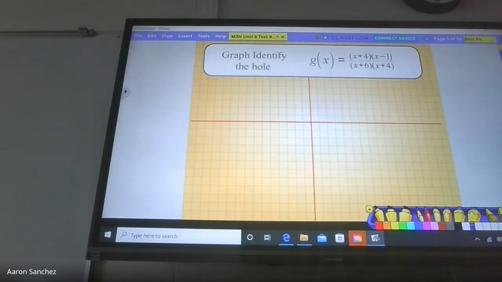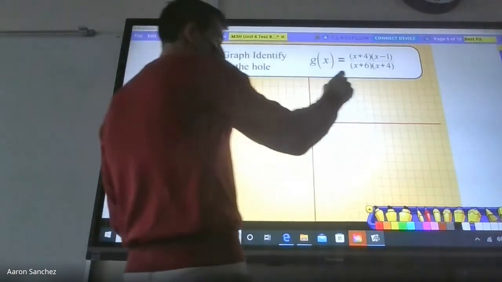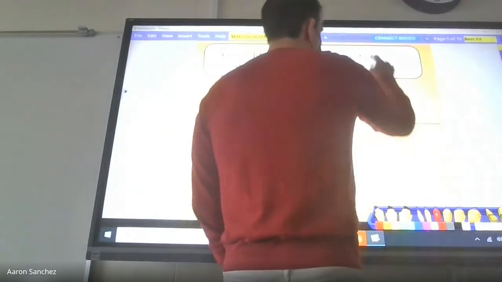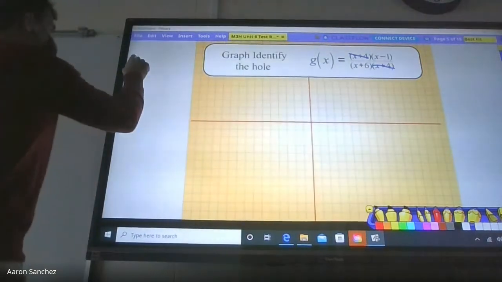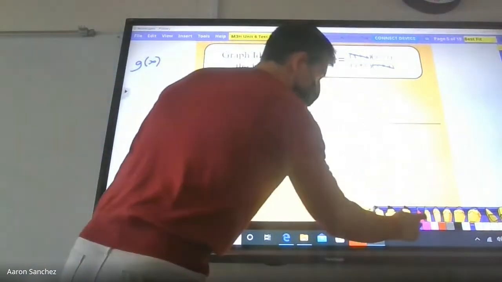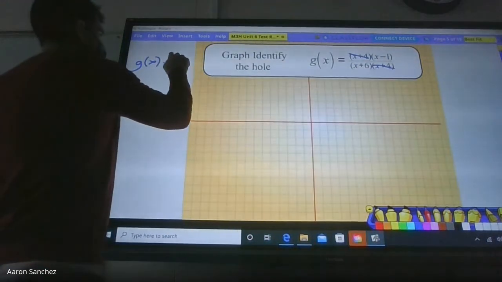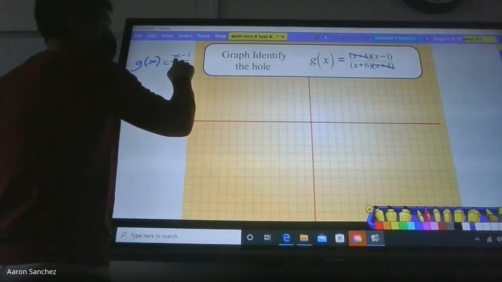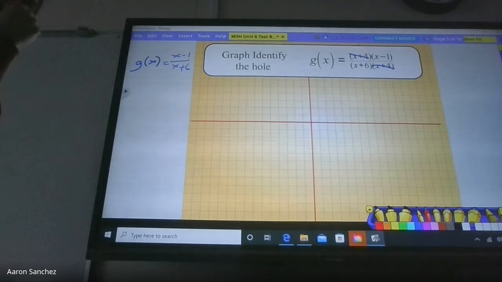Okay. Where's the hole for this? Is it negative 4? X equals negative 4 is the hole. So, as you can see, these will cancel out, right? Boom. So instead, let's just graph g of x equals x minus 1 over x plus 6. Let's graph that using our little graphing technique.